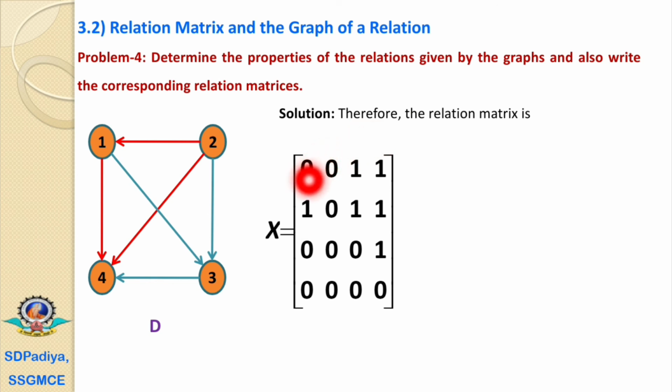Then 2 to 1, there is a relation, that's why 1. 2 to 2, it is no relation, there is no loop, that's why it is 0. Then 2 to 3, there is a relation, that's why 1. And 2 to 4, there is a relation, that's why 1. And same for the remaining. Now, is it reflexive? Then obviously not, because any node is not having the relation with itself.